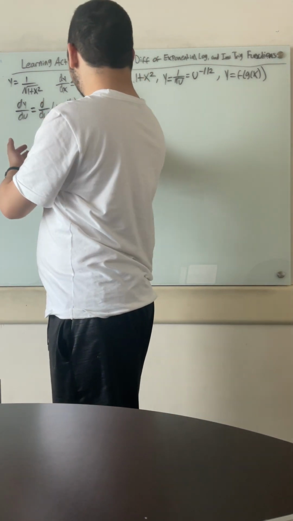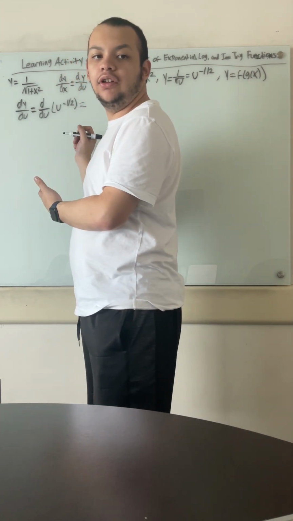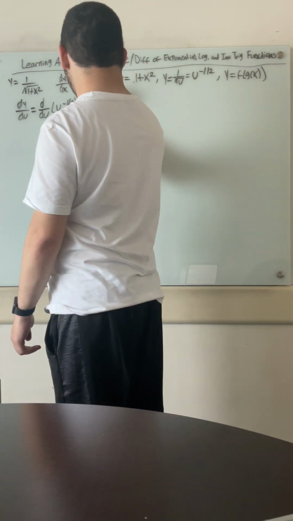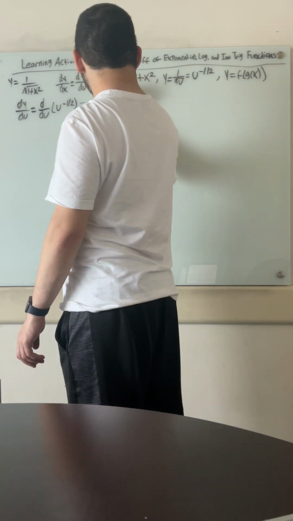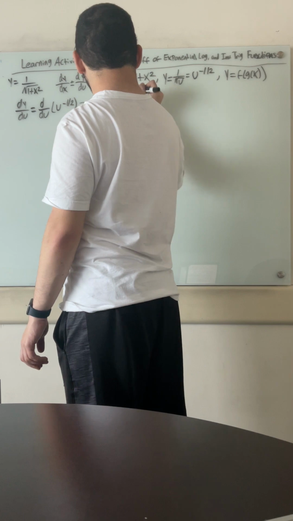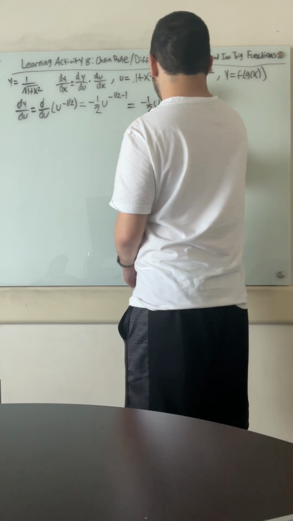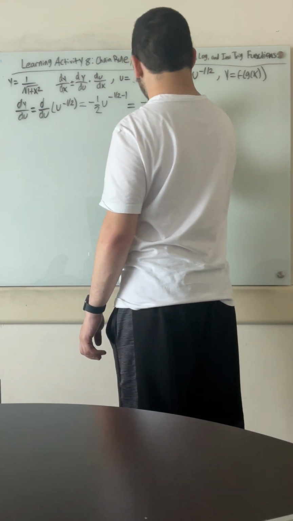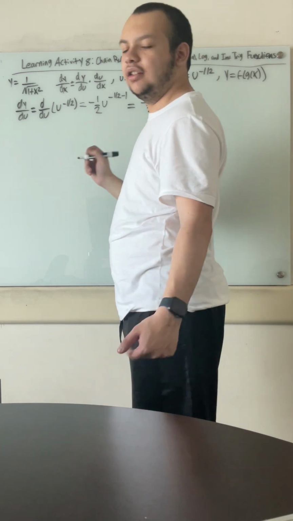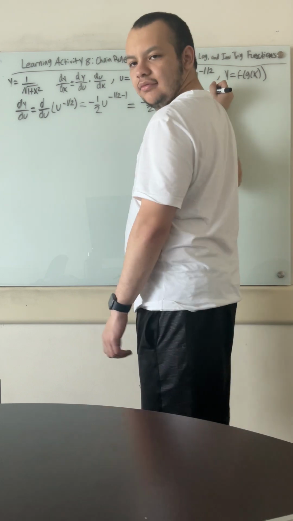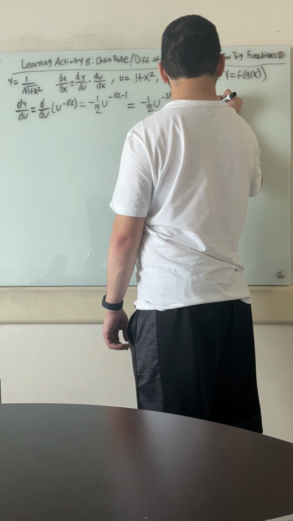And so now we're finding the derivative of this function. Since it's a power rule, we basically move the 1/2 in front. So we have negative 1/2 u, and then we subtract 1 from the exponent, negative 1/2 minus 1, which is negative 3/2. Rewritten in fraction form, this is negative 1 over 2 u to the 3/2 power.